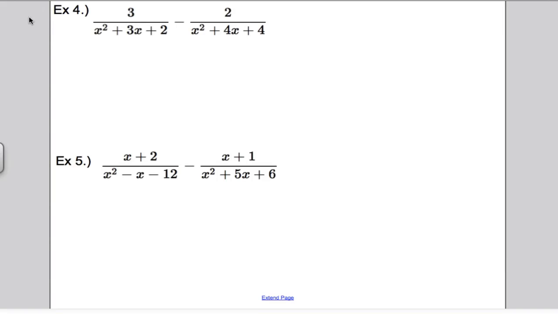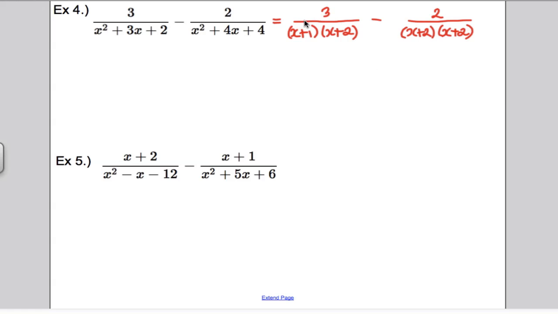Last two examples, slightly harder. Let's have a go at these. Before we launch into it, always try and factorise. It could make your life a whole lot easier. So write that as 3 over, that factorised would be x plus 1, x plus 2, subtract 2 over that factorised, which would be x plus 2, x plus 2.